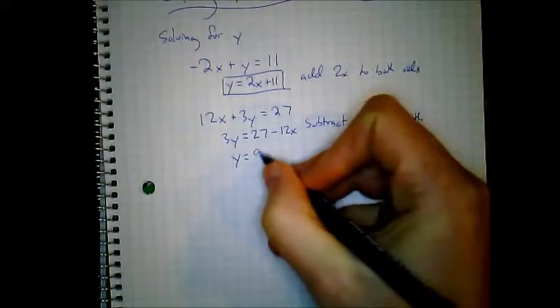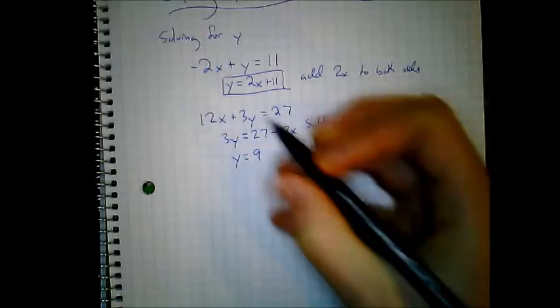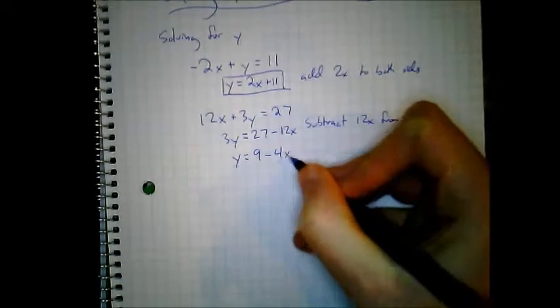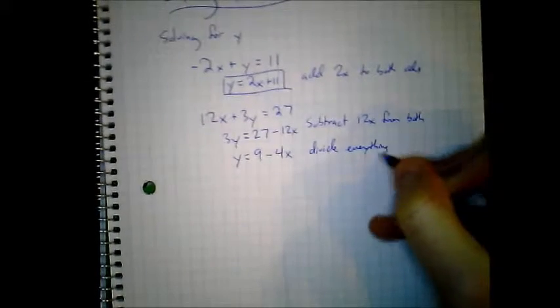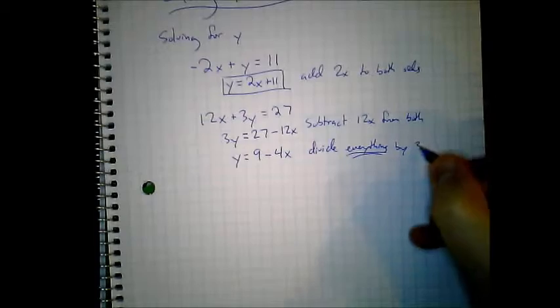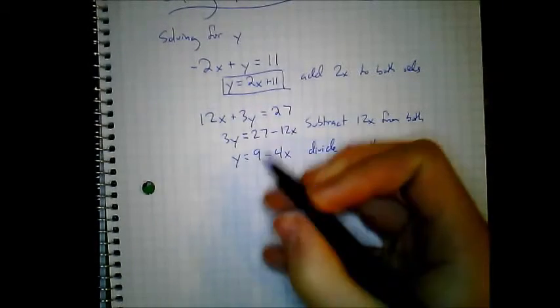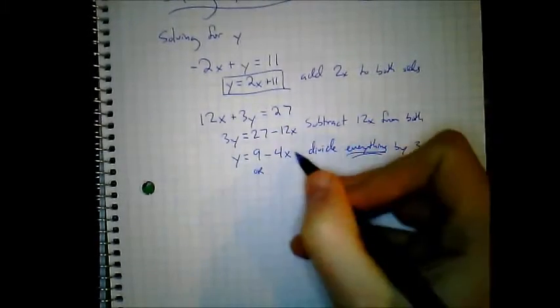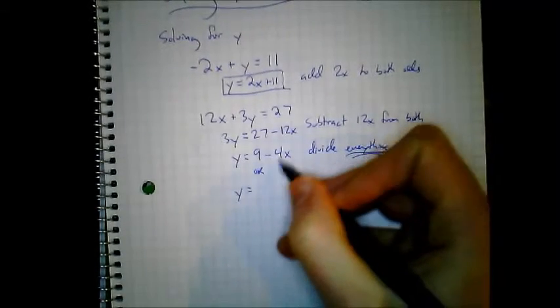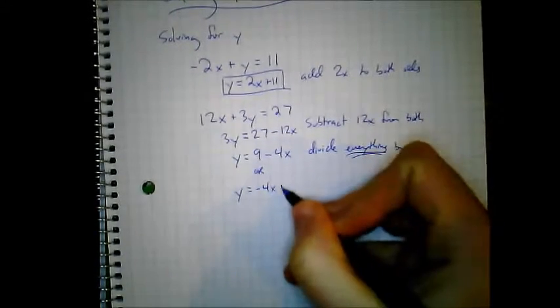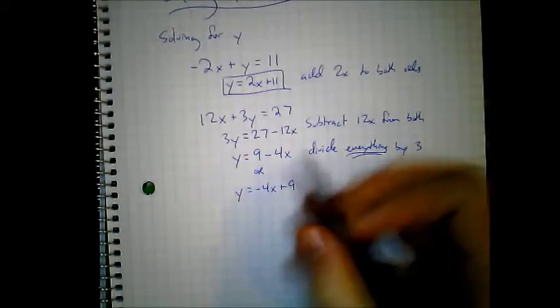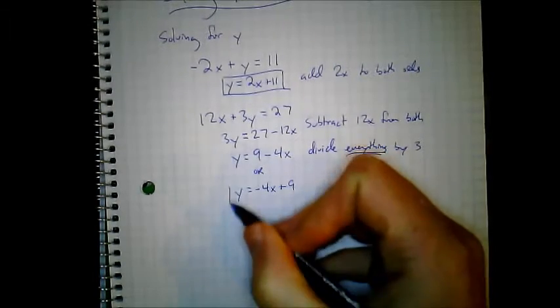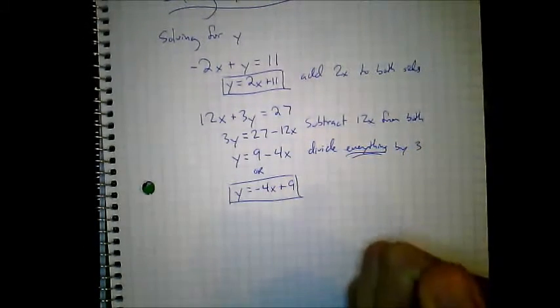So y equals 27 divided by 3, which is 9, and negative 12x divided by 3, which is negative 4x. So we divide everything by 3. And then I just like to rewrite this with my x's first. So we have y equals, I'm just going to switch these two around, negative 4x plus 9. So we can see we have 9 tiles in figure 0, and we're subtracting 4 tiles each figure. This is our final answer.